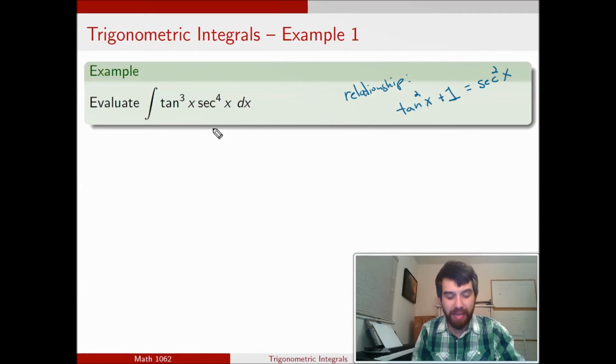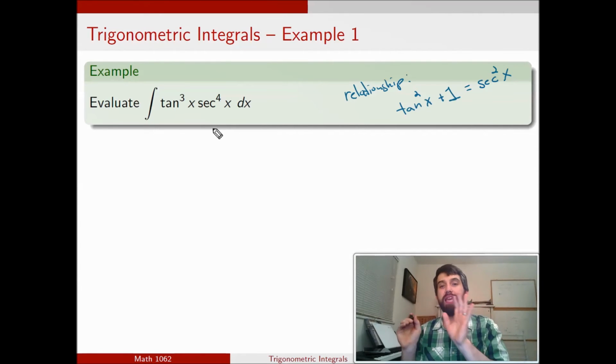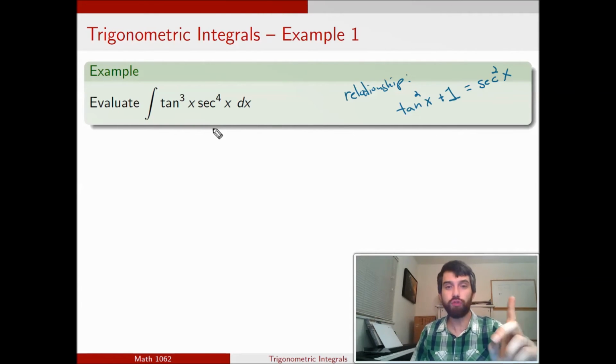So for me, it makes sense to be left with a secant squared and then everything else be tangents, because the derivative of tangent is secant squared, and not the other way around. Excuse me, the derivative of tan is secant squared. All right, so let's try that.